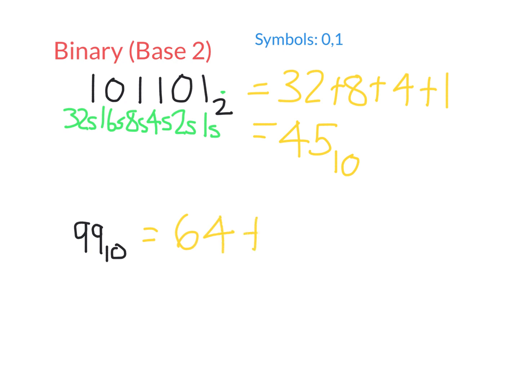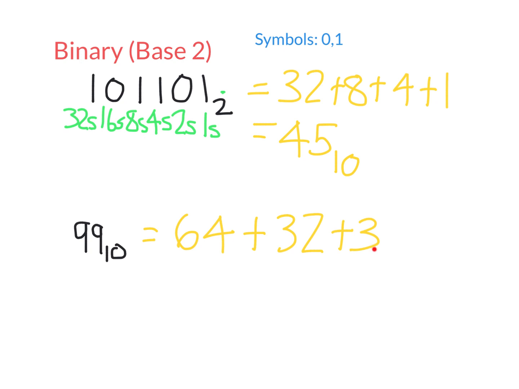Okay, so what do I need to get from 64 to 99? Well, that's 35. All right, let's now write 35 as powers of 2. What is the highest power of 2 less than 35? Well, it's 32. So I'm going to rewrite this 35 as 32, and I need 3 more to make 35. 64 plus 32 plus 3 is 99.